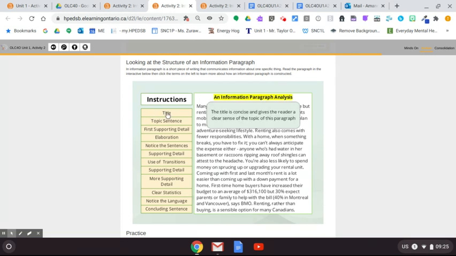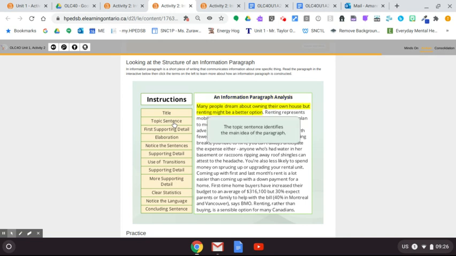So we'll notice that the information paragraph has a title. It says the title is concise and gives the reader a clear sense of the topic of the paragraph. So when you guys are writing your information paragraphs, it would be good to have just a concise title at the top of that. Then you're going to have a topic sentence. And in the graphic organizers that I will outline in the videos when you're writing the information paragraph, I'll give you an idea of how to do this.